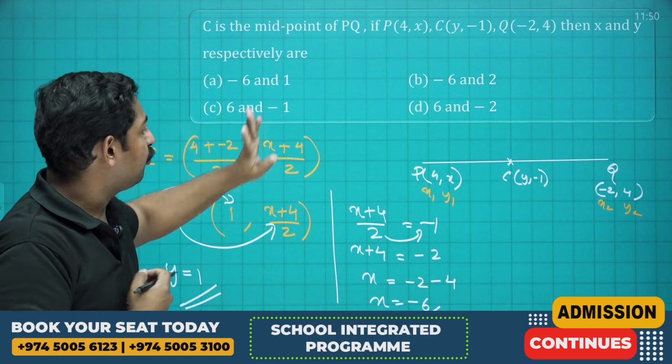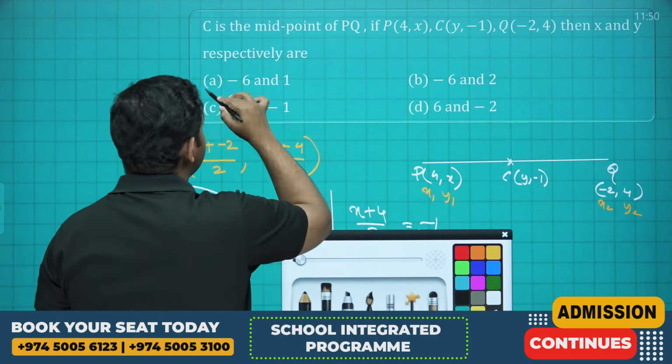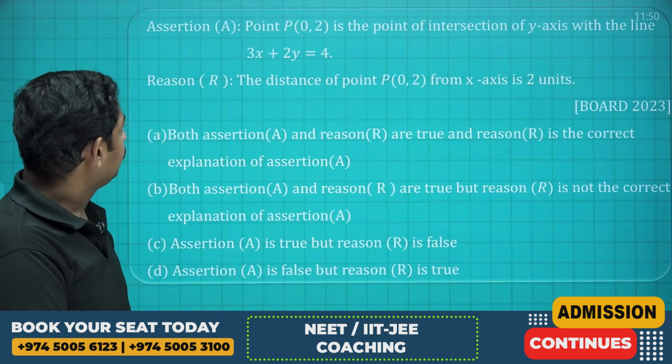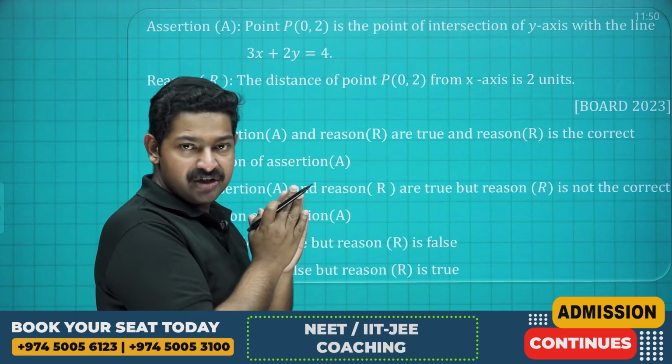So minus 6 and 1 is the correct option. Minus 6 and 1, option A is the correct answer. Okay, that's it. Moving to the next one. So next we are starting with the assertion reasoning questions.